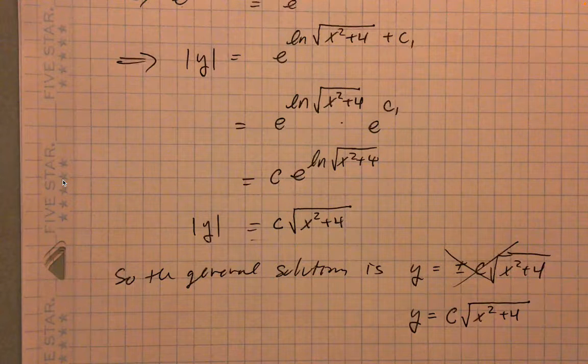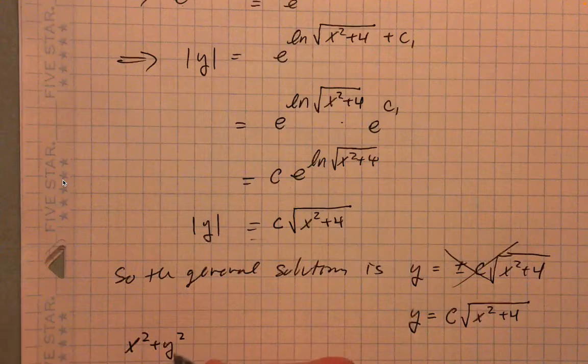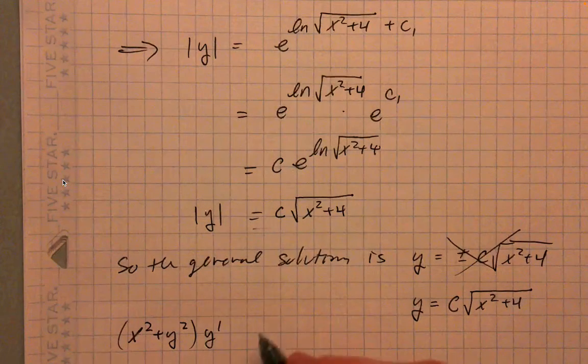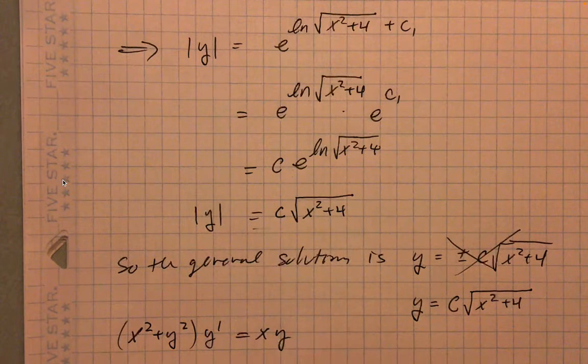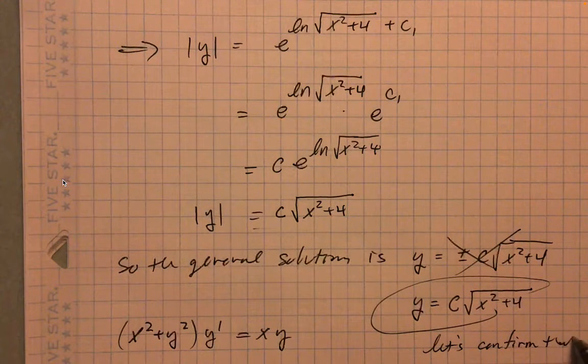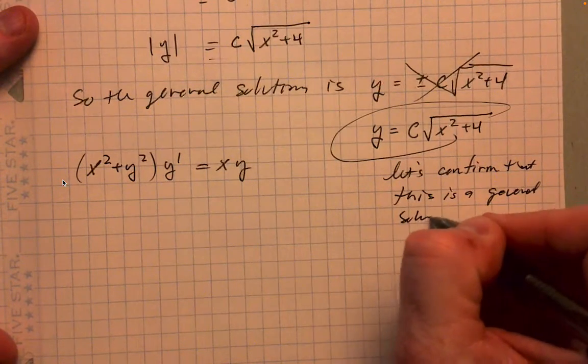Let's see, can we confirm that this is a solution to the differential equation? Let's remember, what was our original differential equation? We had x squared plus y squared times y prime equals xy. So let's confirm that this is a general solution.